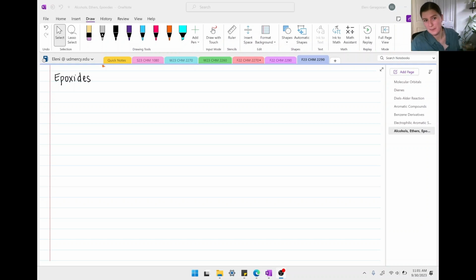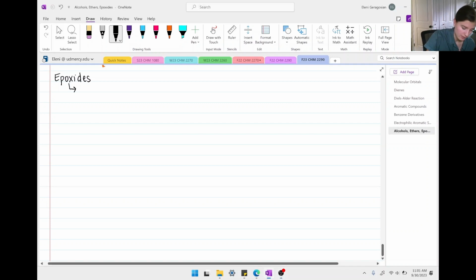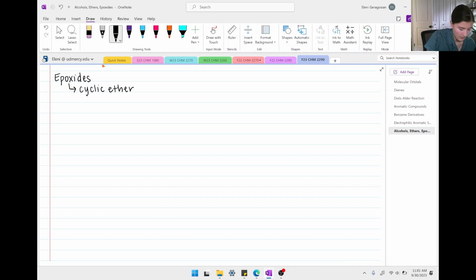Now let's talk about epoxides. So epoxides are a specific ether. They are a cyclic ether with a three-membered ring. So we have a three-membered ring where one of the members of the ring is the oxygen.